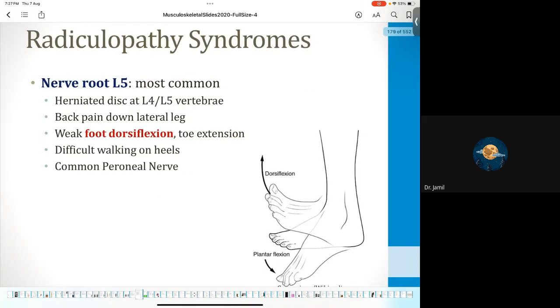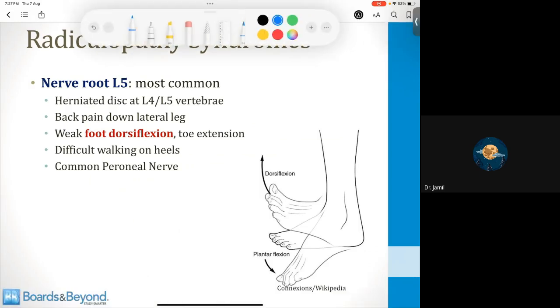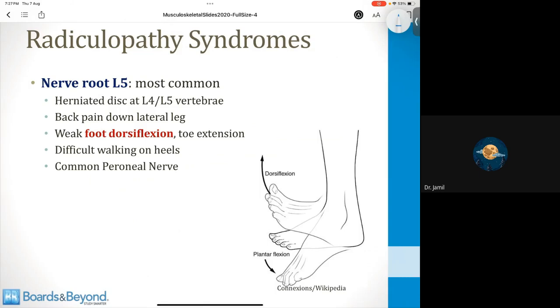Okay, so radiculopathy syndrome. Okay, nerve root L5. It's a big nerve, so it has a lot of nerve roots, right? It's really important to know. Whenever we have lumbar radiculopathy and it compromises the nerve root L5, what are we going to see there? We are going to see weak foot dorsiflexion and toe extension.